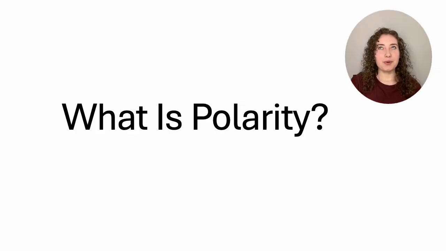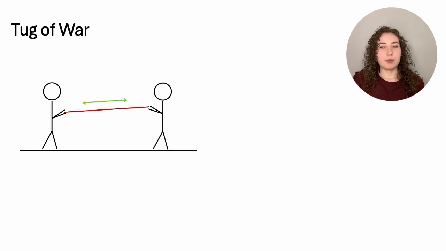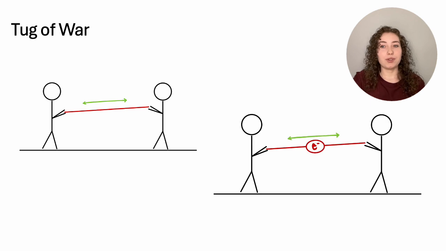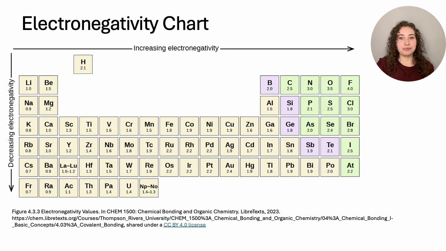First, let's talk about what polarity is. When a bond is polar, there is a significant electronegativity difference between the atoms sharing the bond. You can think of this like the atoms are playing a game of tug-of-war with the electrons, pulling them back and forth. But how do you know when one atom will win over the other?